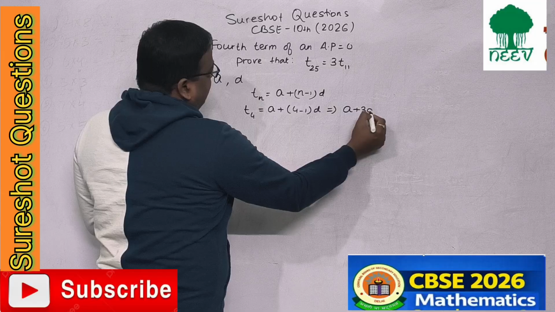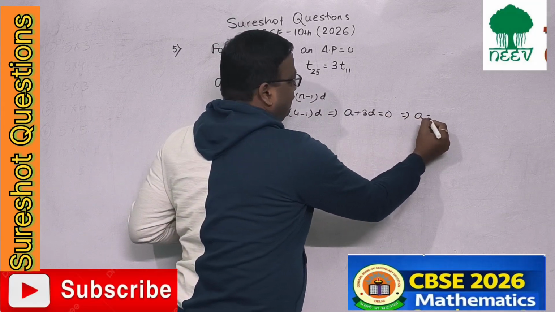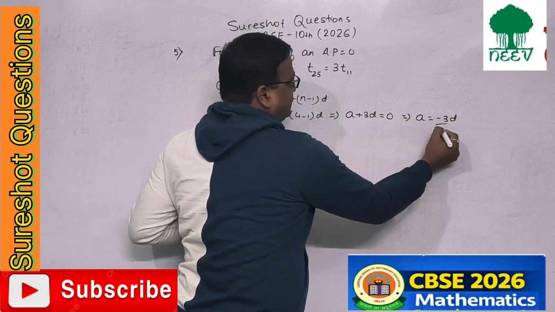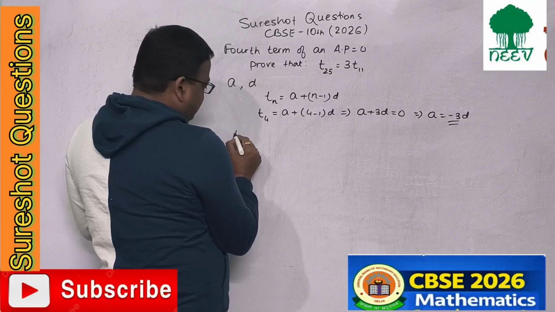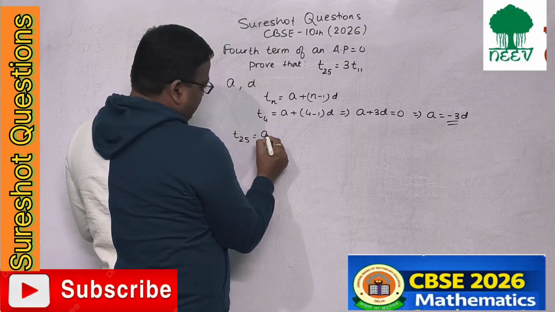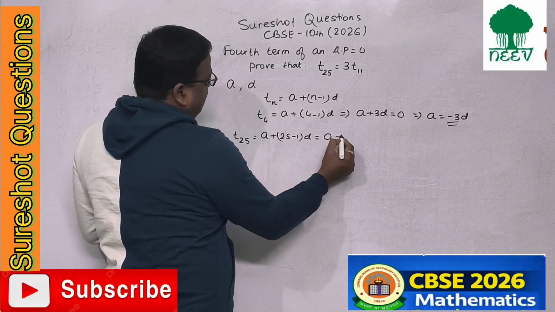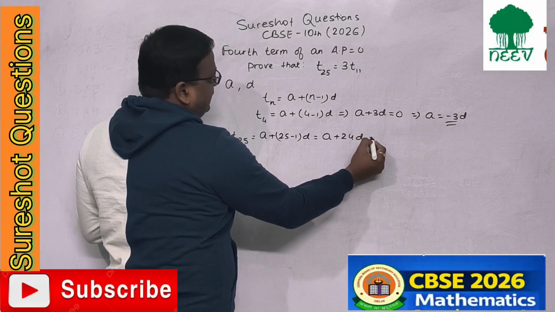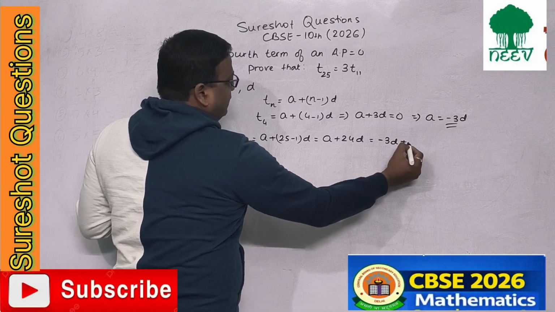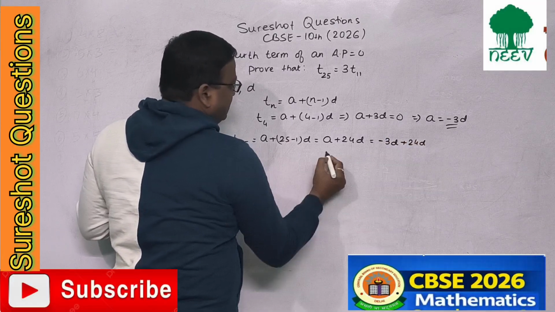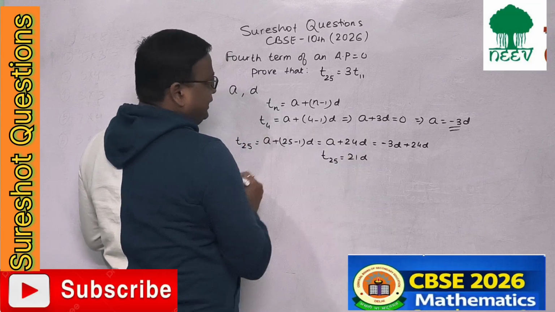This implies A plus 3D, and that has been given as 0. So we will take the value of A as minus 3D. Now let's find T25. So A plus (25 minus 1) D, that is A plus 24D, and we know the value of A is minus 3D plus 24D. So T25 comes as 21D.